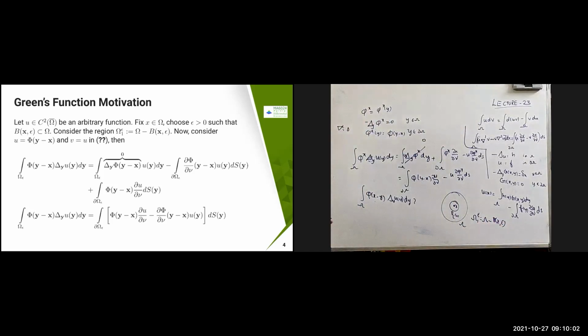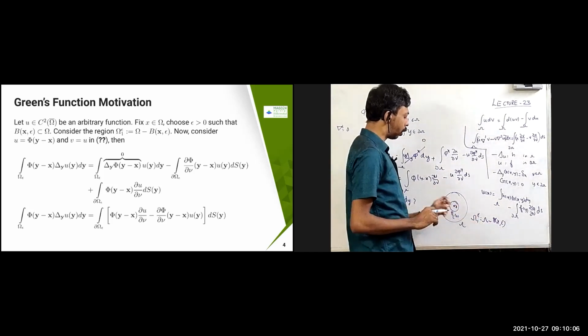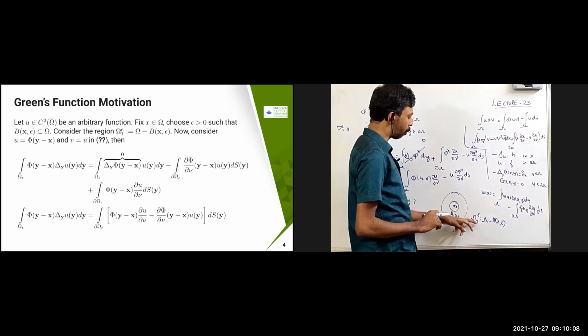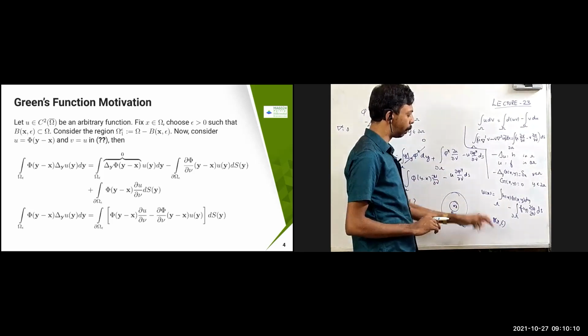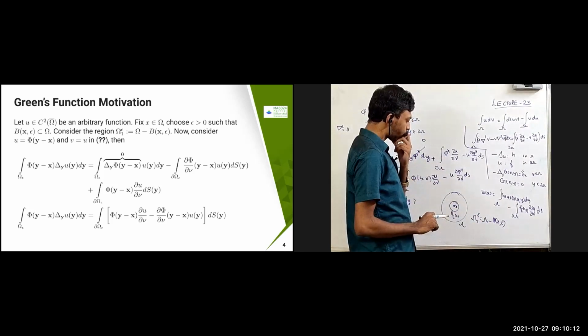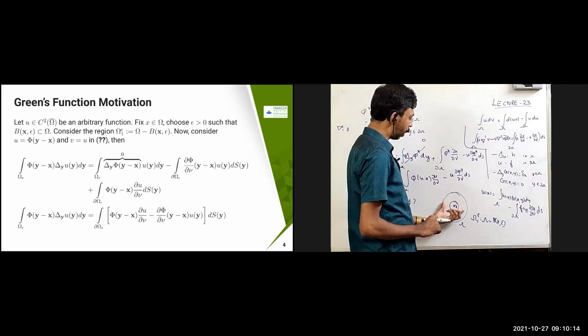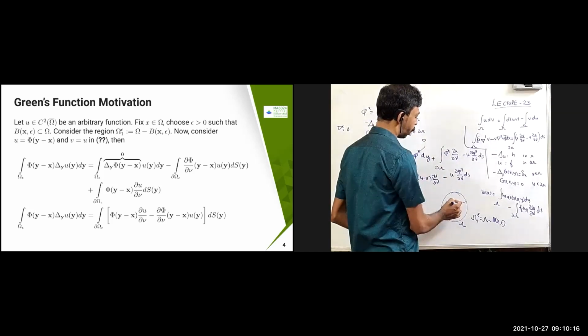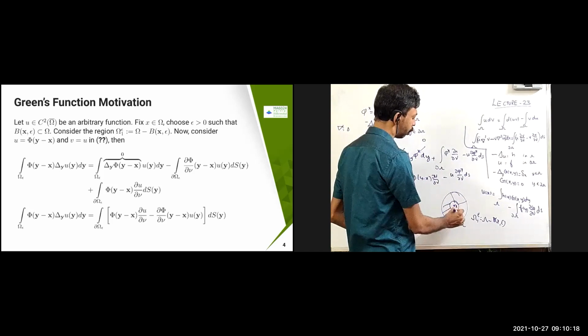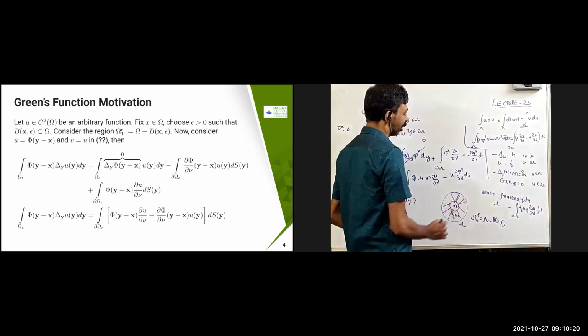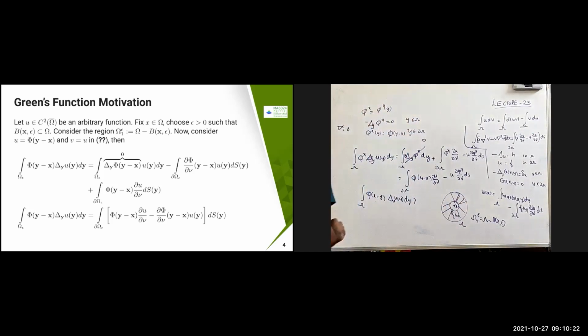Same technique we have used earlier also, and we are going to use it here. Then what is it going to become? This is going to become u of omega epsilon, and this region is going to be there. I'm just omitting this, so only the shaded region is going to be there. So this region I'm going to consider, and then I'm going to evaluate that one.